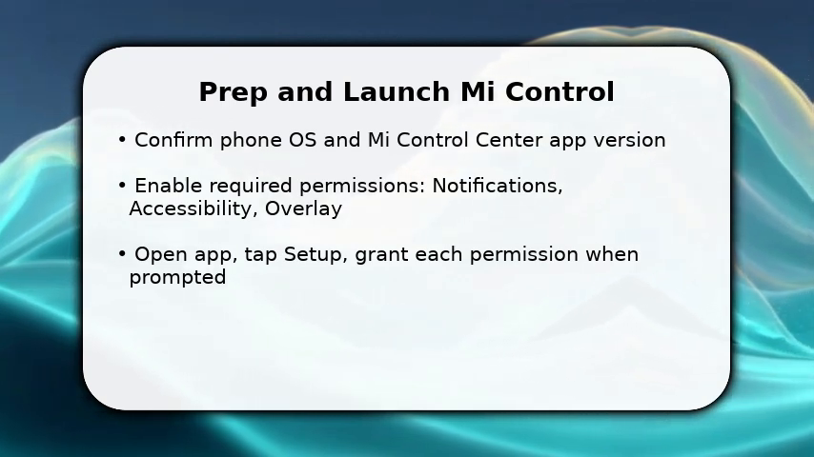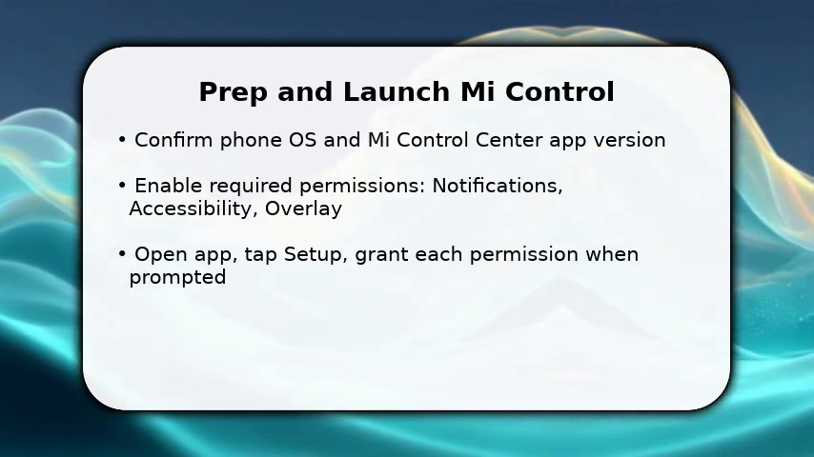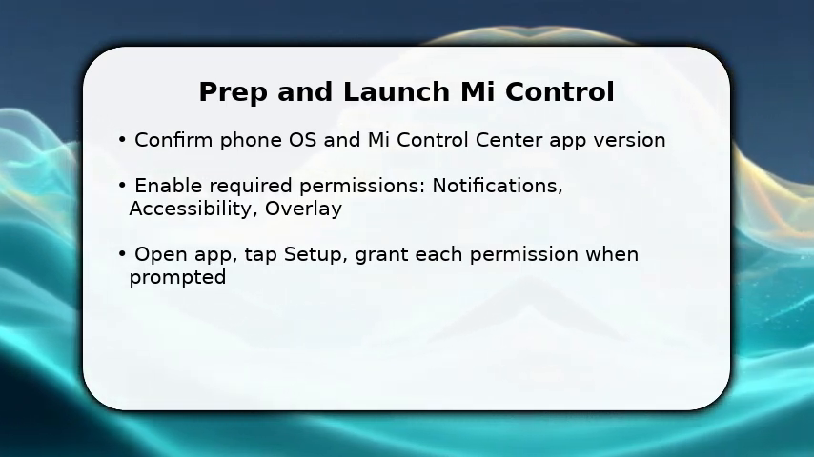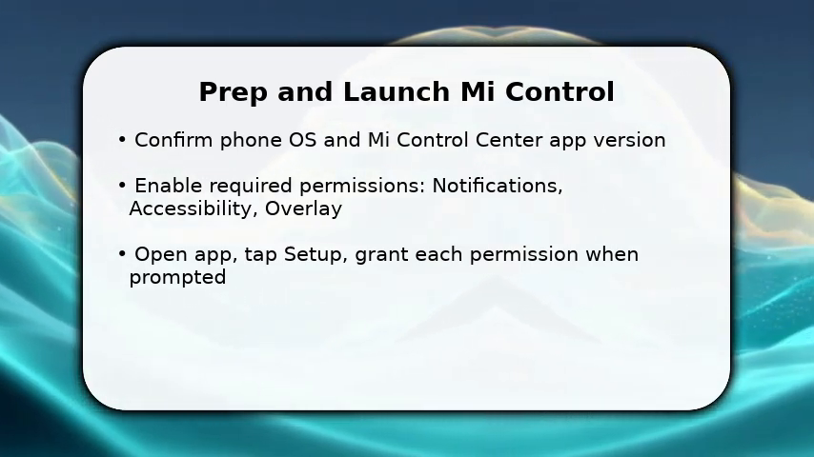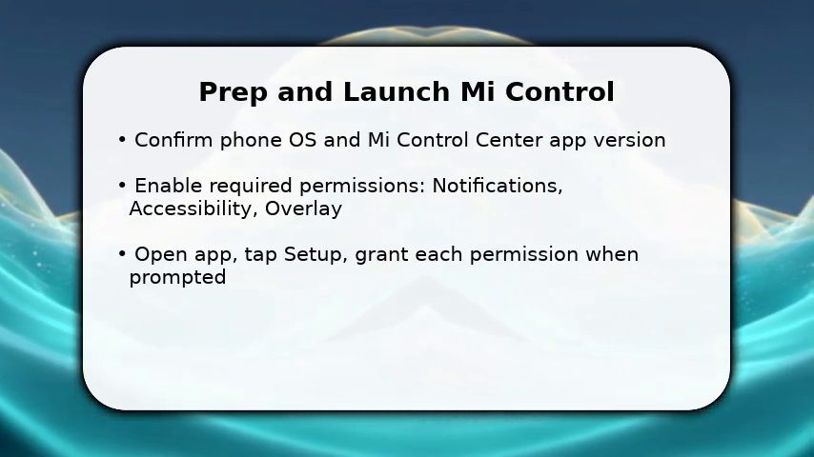Tap Setup in the app and accept each permission prompt as it appears. Make sure to enable the accessibility service last because it finalizes integration. This sequence prevents permission conflicts and speeds up the next configuration steps.